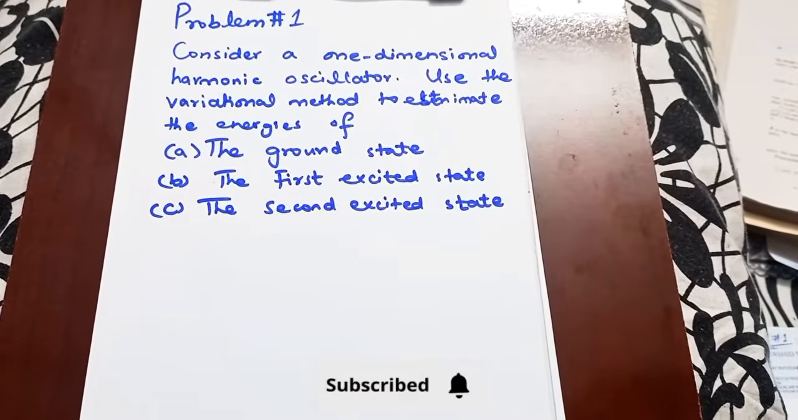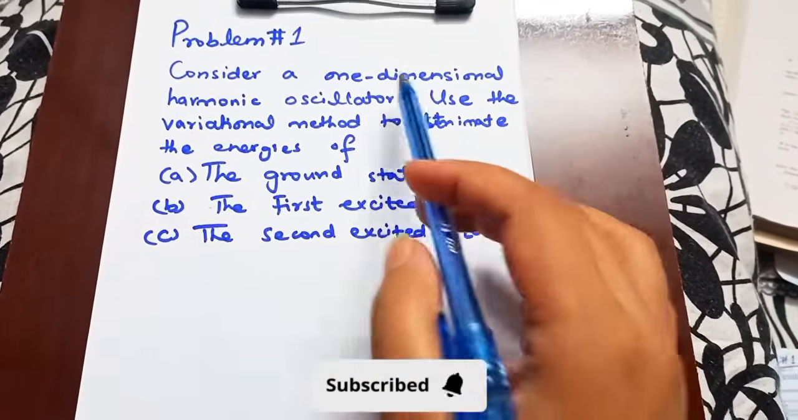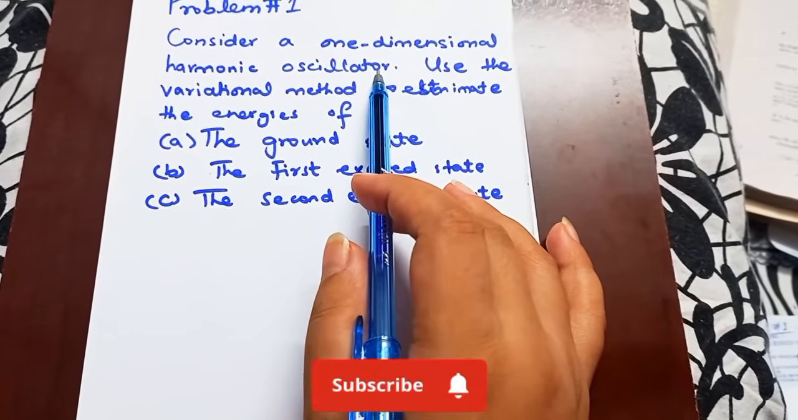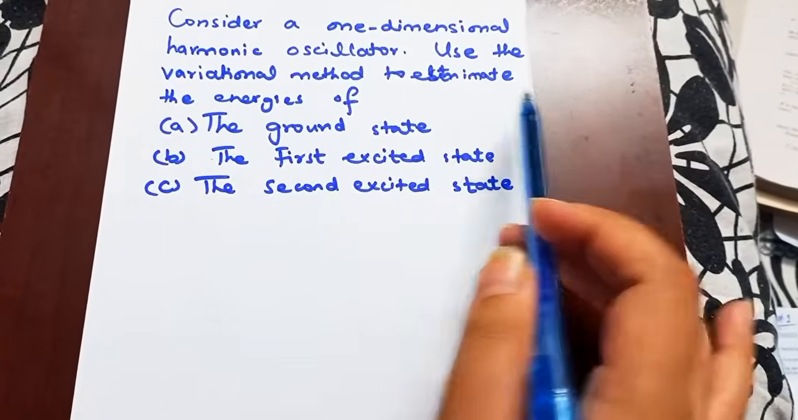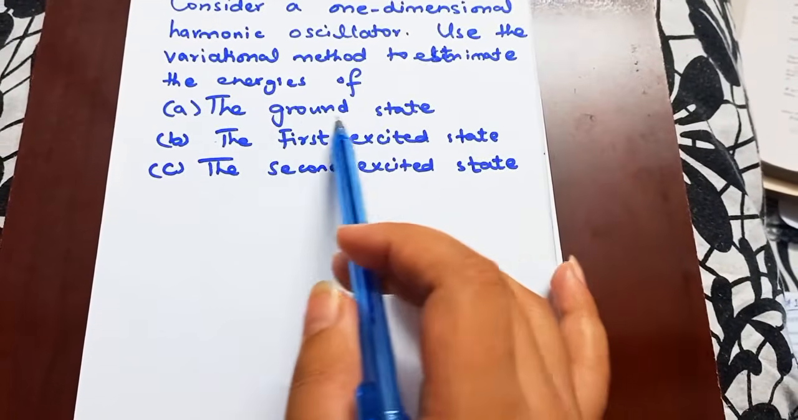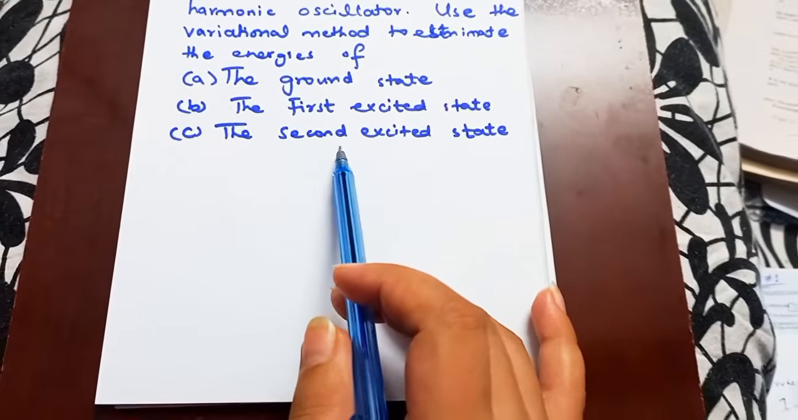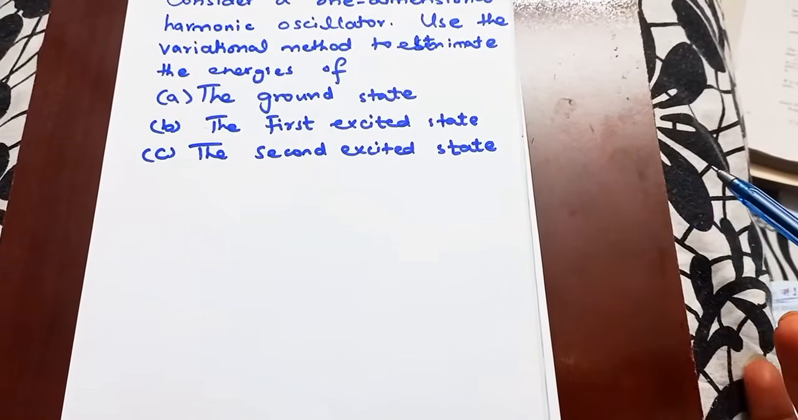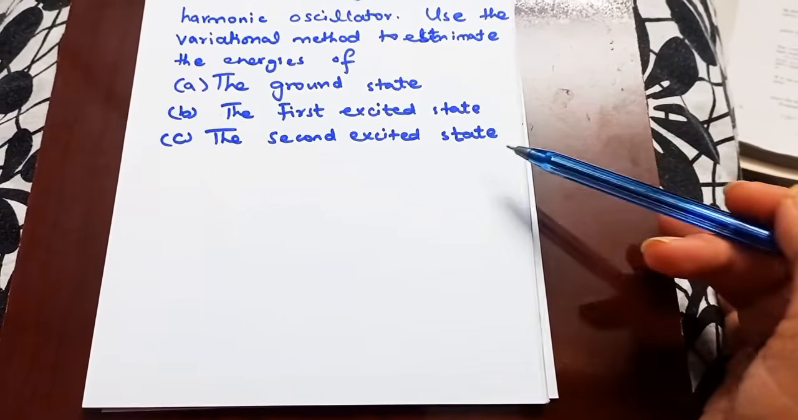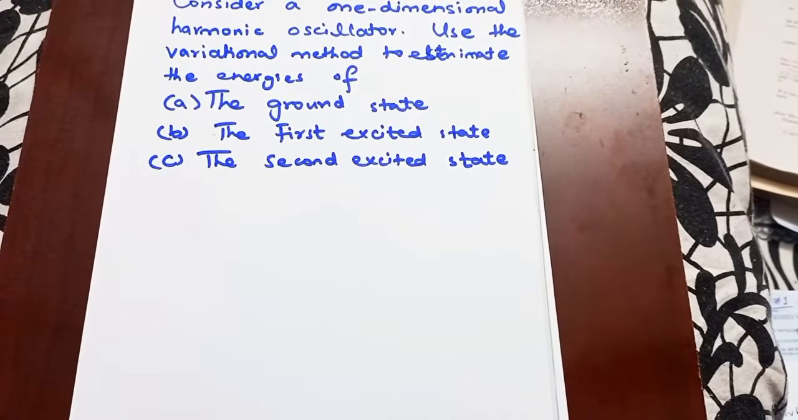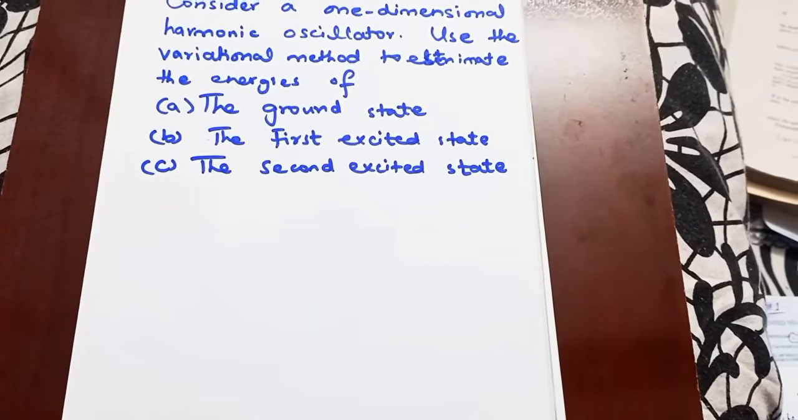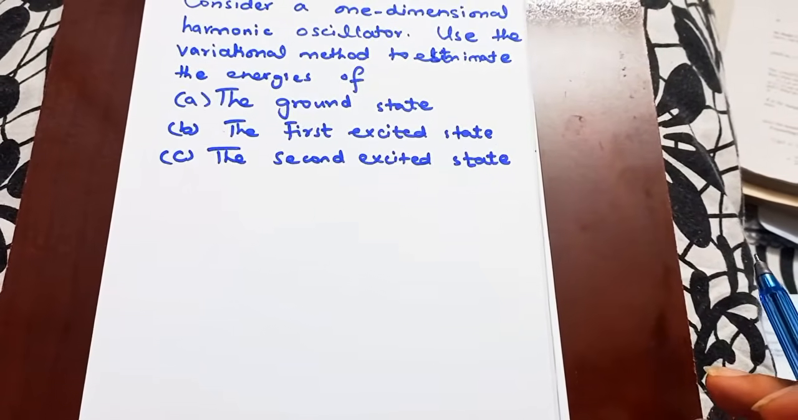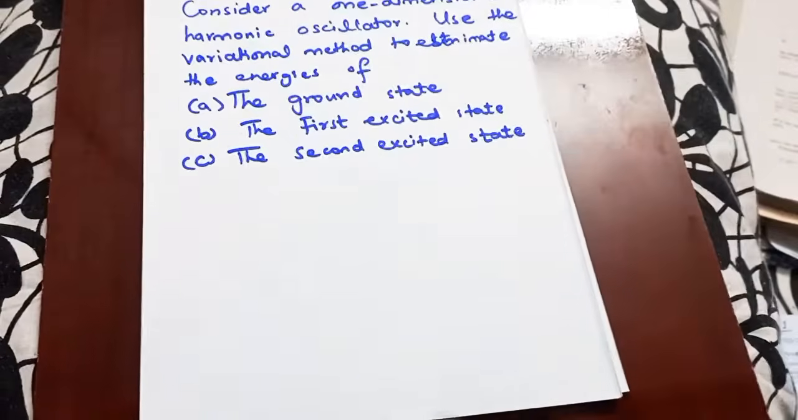state. So in this problem, we'll consider a one-dimensional harmonic oscillator. We'll write its Hamiltonian, and after that we'll use the variational method specifically to estimate the energies of its ground state, the first excited state and the second excited state. Besides that, we'll also estimate their wave functions, because once we know the energies we can easily determine the wave functions as well. It's not difficult, so we'll do that in this video as well. Let's quickly get started.